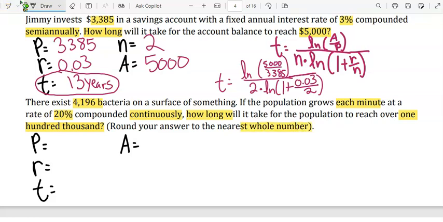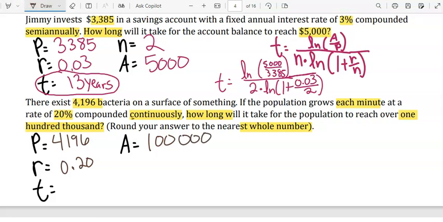So let's write our givens. We have the original amount. We have the growth rate, which is 0.20. T, we don't know what that is. And then the new population would be 100,000.